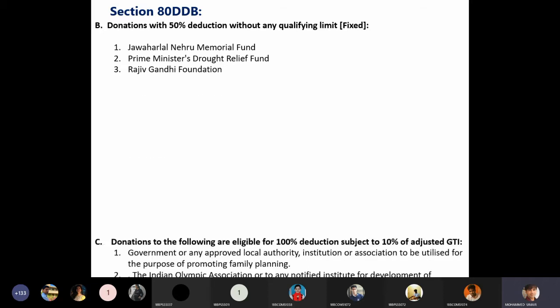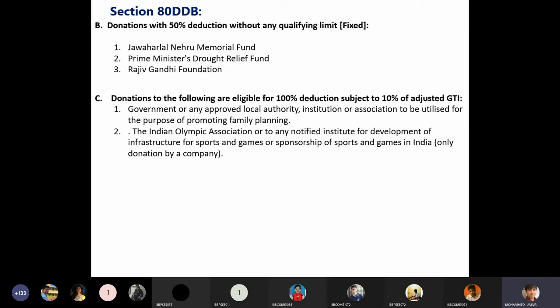Now, funds that belong to category C. Category C and category D have an additional step in which we compare the amount of donation with 10% of adjusted GTI and take whichever is less.